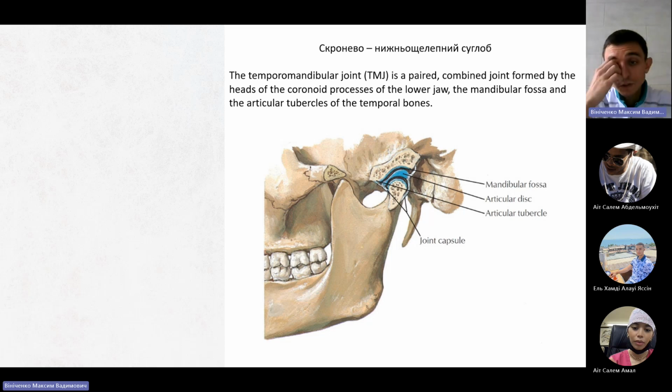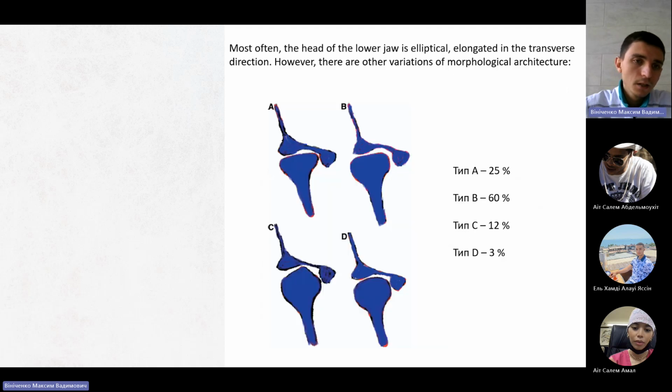There's the temporomandibular joint, or TMJ. It is a paired, combined joint which is formed by the head of the condylar process of the lower jaw, the mandibular fossa, and the articular tubercle of the temporal bones. So we can also see the articular disc between the mandibular fossa and the head of the processus condylaris. Here is the articular disc.